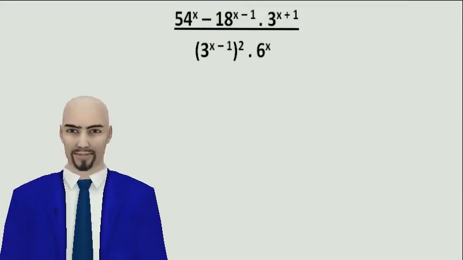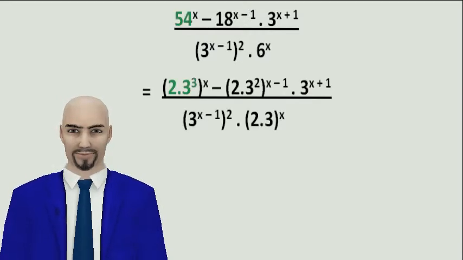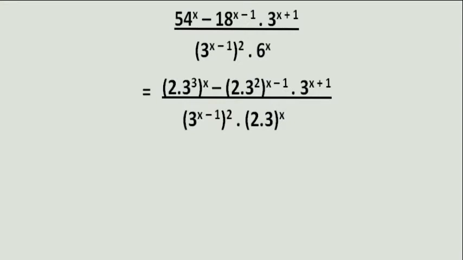The first thing to do here is to ensure that all bases are expressed in terms of their prime factors. Thus, 54 is expressed as 2 times 3 cubed. 18 is expressed as 2 times 3 squared. And 6 is expressed as 2 times 3. Now that all the bases are expressed in terms of their prime factors, we can apply exponent laws.